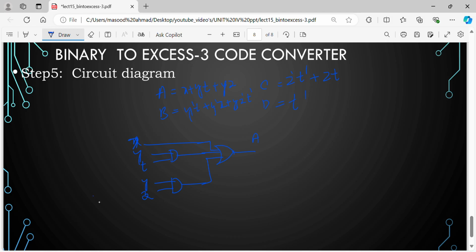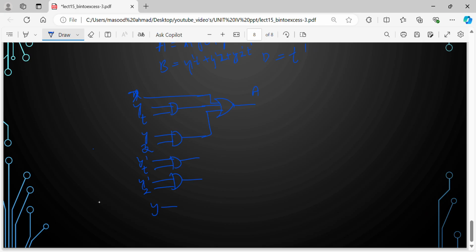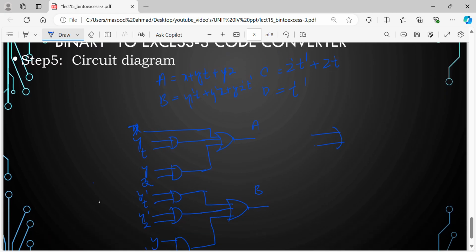Then one is y bar t, with y bar and t. One is y bar z, with y bar and z. Then y z bar t bar. You OR them together. If you OR them together, what I am going to get? B. Next you take, is it an XOR gate or an XNOR gate? An XNOR gate. So take Z and T, give them to the XNOR gate, and you will get C. Then you take an inverter for what exactly I want, which is D. You give the input as T. So X, Y, Z, T are inputs, A, B, C, D are outputs. Now the binary to XS3 code converter is designed.